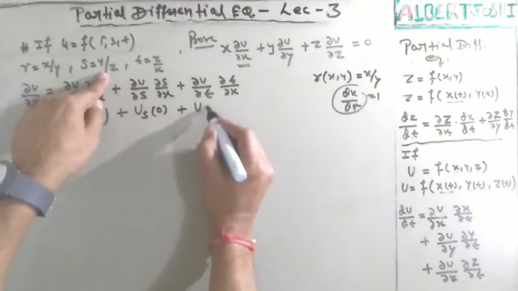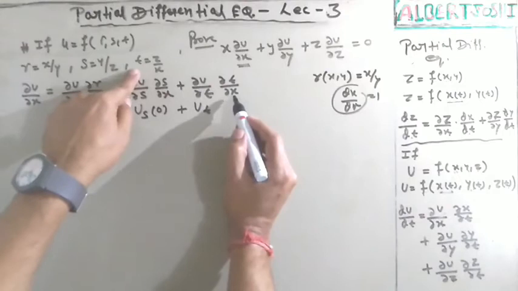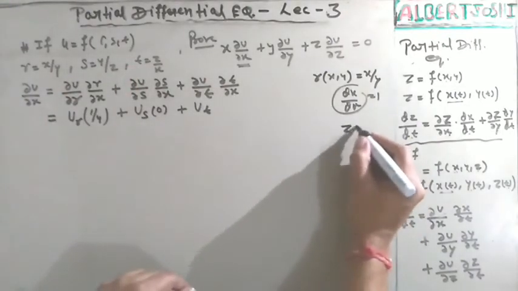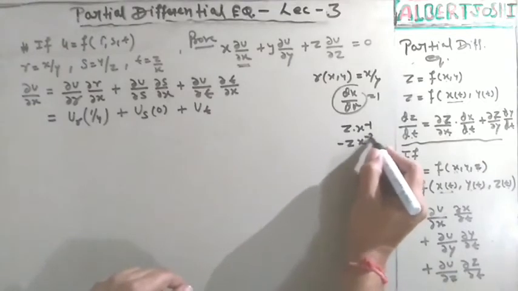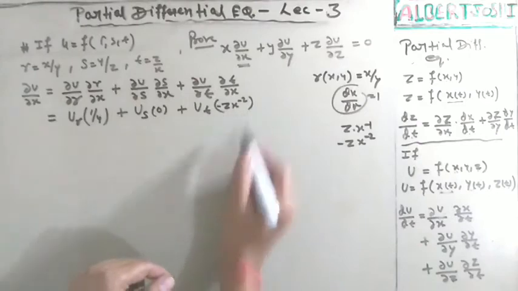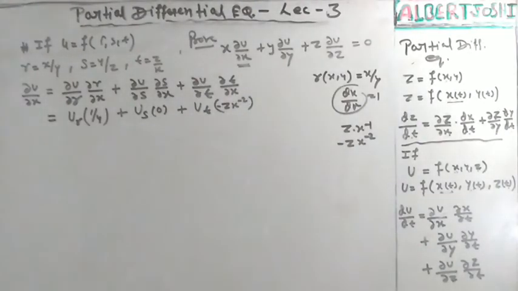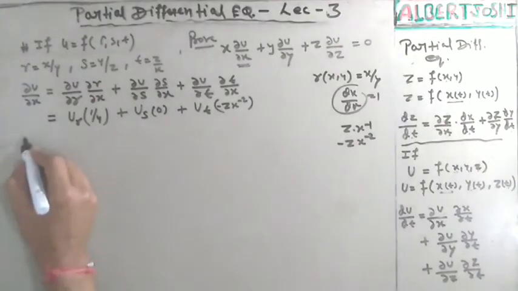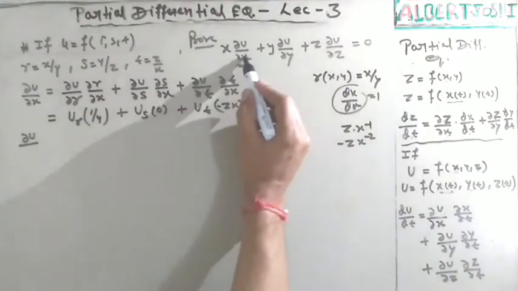Plus u t. We have to differentiate t with respect to x, then you will get z x to the power minus 2. Then you are getting minus z x to the power minus 2. If you differentiate t with respect to x, then you will get this result. Now similarly, why are we doing this? Because we have to prove it.